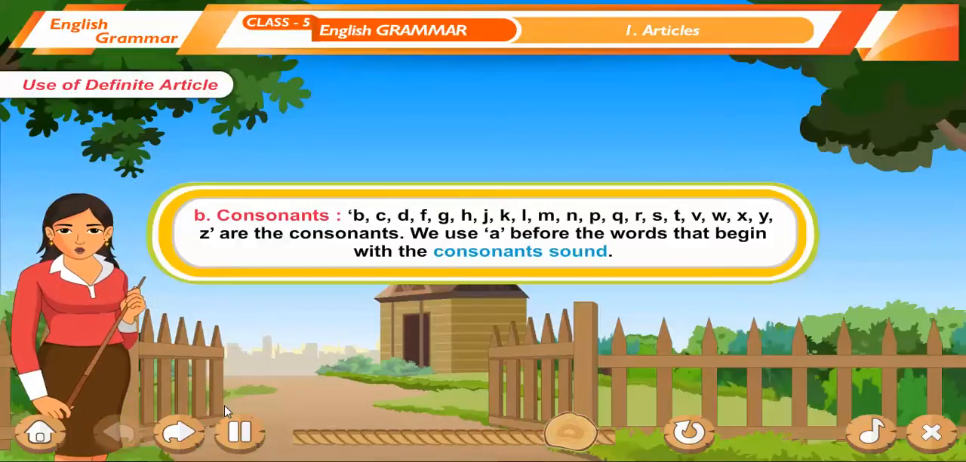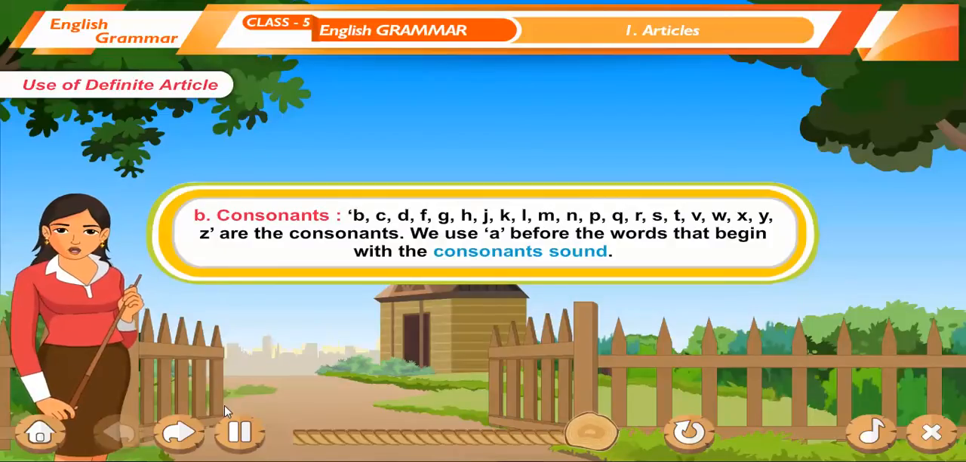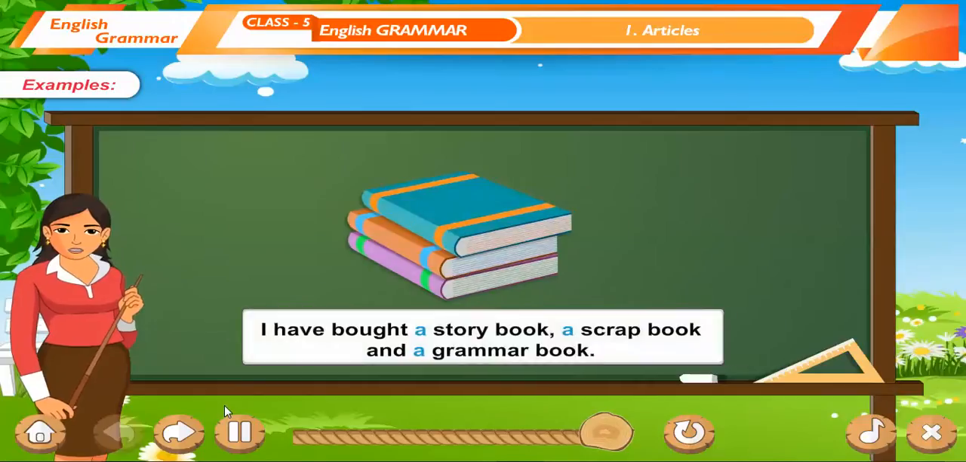B. Consonants. B, C, D, F, G, H, J, K, L, M, N, P, Q, R, S, T, V, W, X, Y, Z are the consonants. We use a before the words that begin with the consonant sound. For example, I have bought a story book, a scrapbook, and a grammar book.